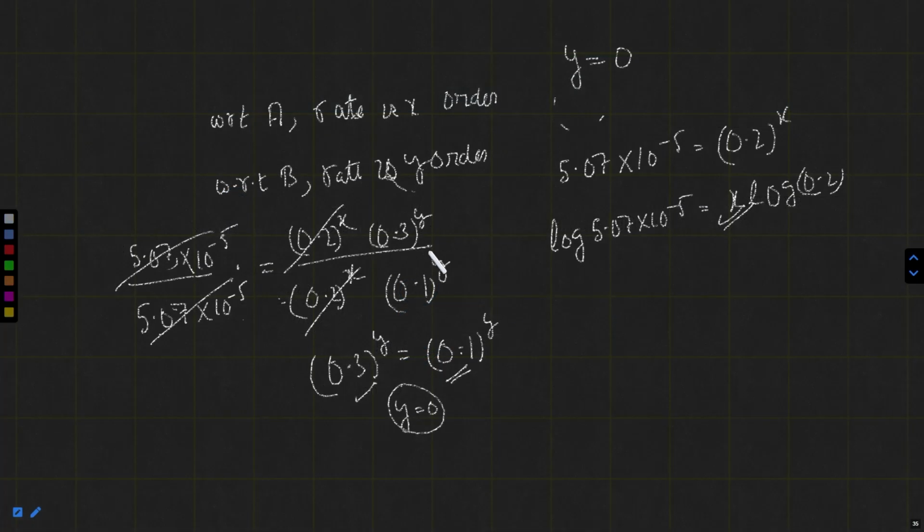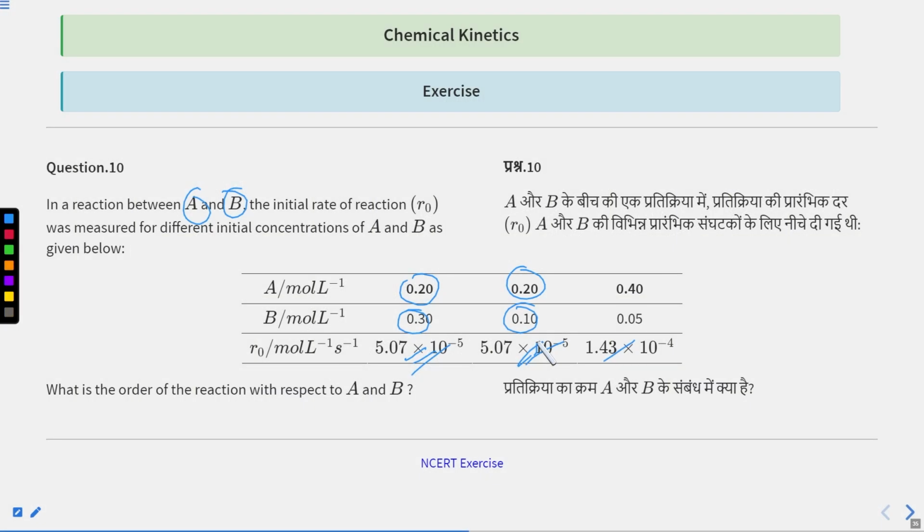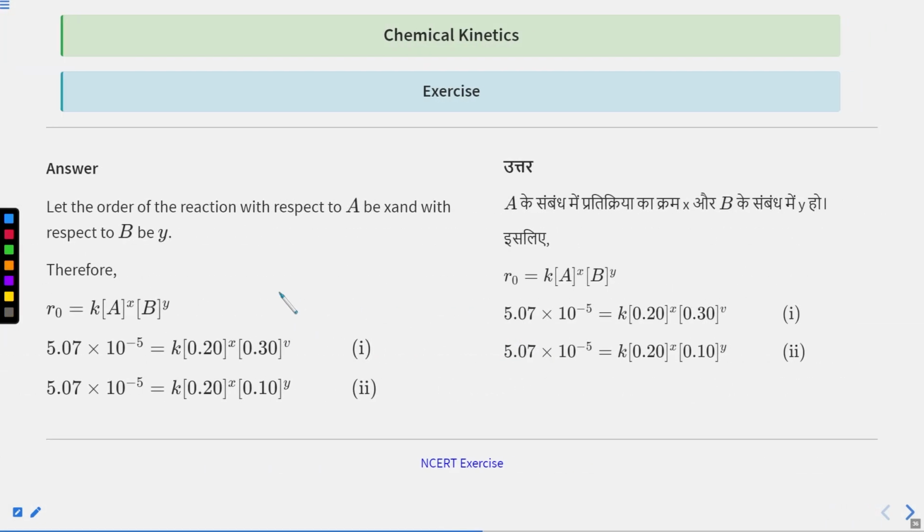Just take this equation and then you can find it. Okay, so I think this is suitable for finding it. Okay, this is clear. Okay, second question. Sorry, next question.